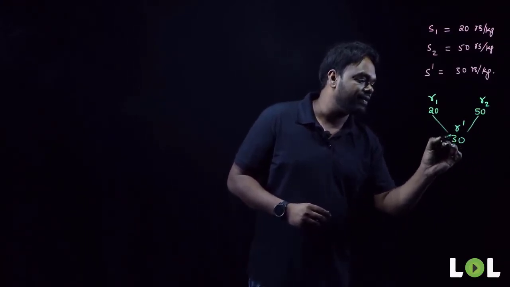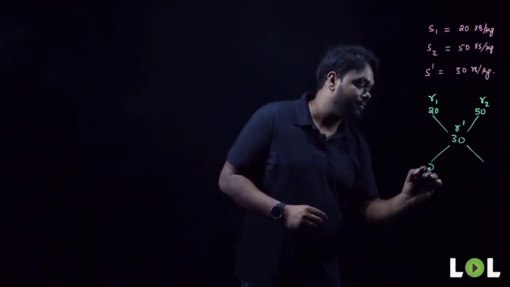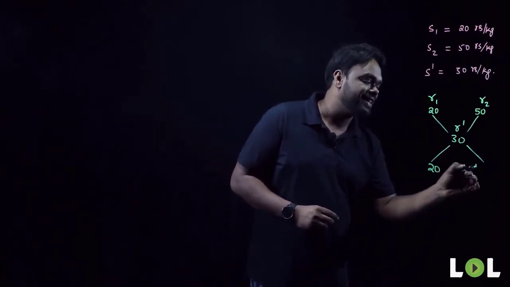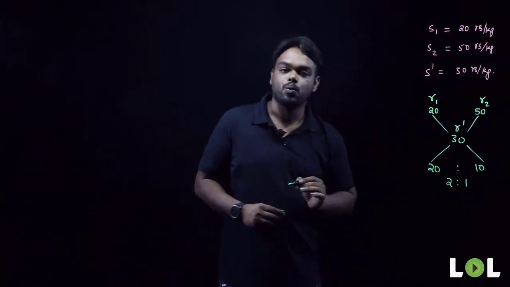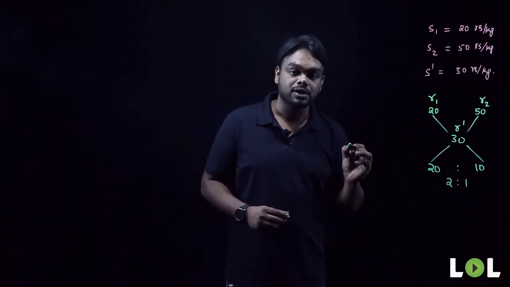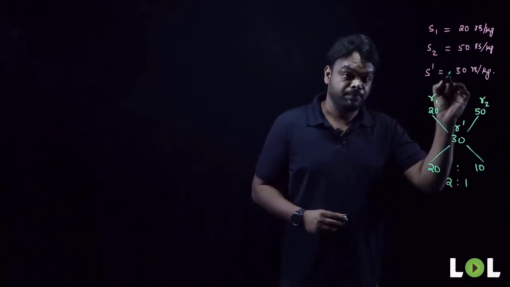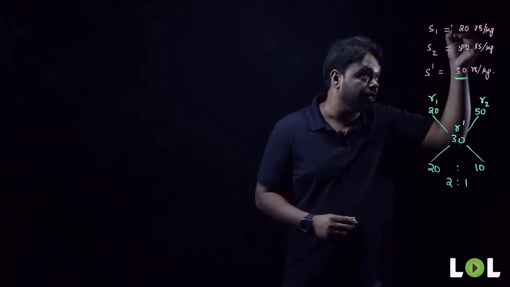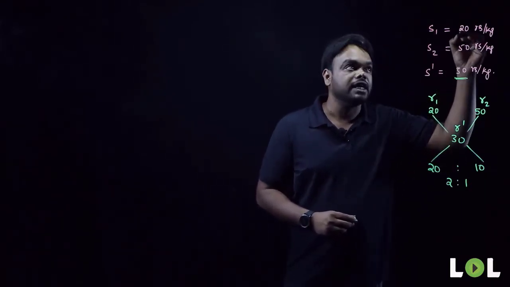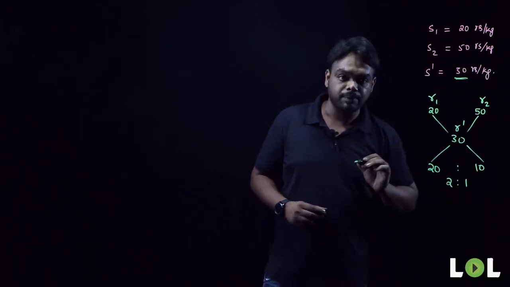Now, if you take the differences, 50 minus 30 is 20 and 30 minus 20 is 10. What is the ratio? 2:1. So that is our final answer. Now one thing you have to remember here, our S dash, that is the price of the mixture, should always lie between S1 and S2. It cannot go below 20 or beyond 50.